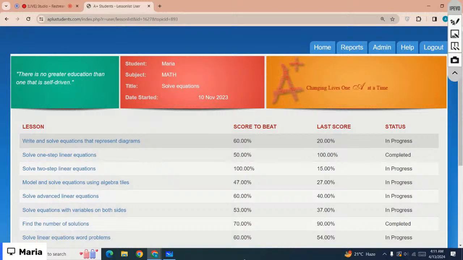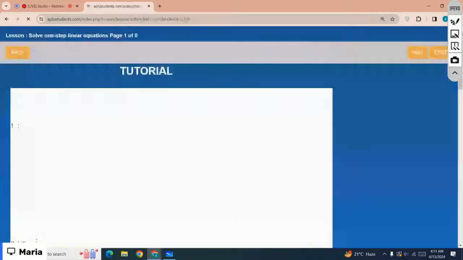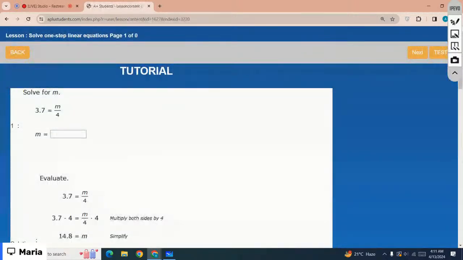Let's start with the next one, that is solve one step linear equations. Okay, the first one is m. You are given 3 times 7 equals m over 4. First, let's just solve this side, right? You are given.